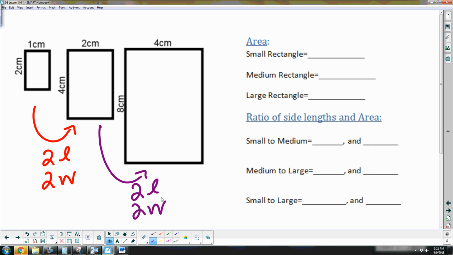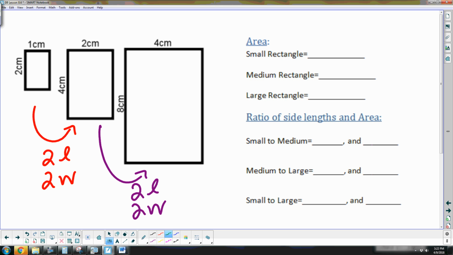But if you calculate the areas of each of these rectangles, from the small to the medium, the area is more than twice as much. So even though the length is twice as much and the width is twice as much, the actual area of the rectangle is larger than twice as much. So let's look at this first rectangle and let's calculate the area.